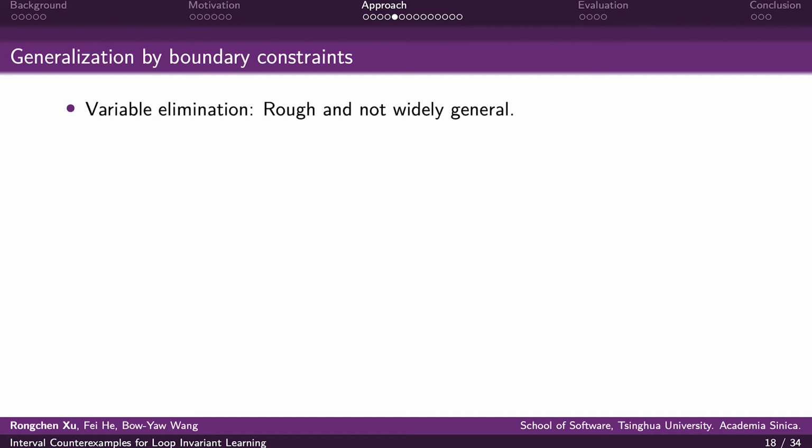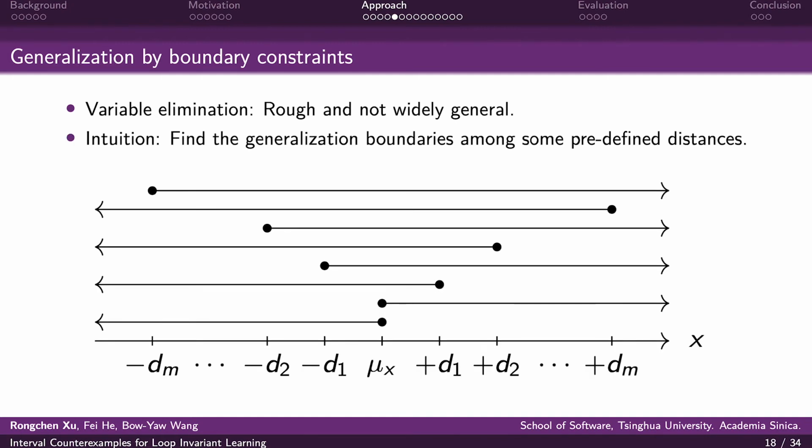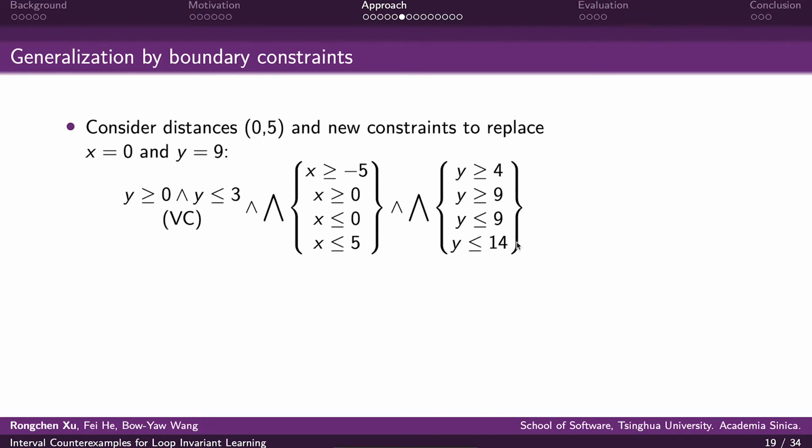The original intention of this method is to use several predefined distance constraints to get a feasible generalization boundary. For convenience, the predefined distance here only contains two values, 0 and 5, for the two optional constraints x equals 0 and y equals 9 in the previous unsat core. We use 0 and 5 to extend them into 8 optional constraints. Here, note that 4 equals 9 minus 5 and 14 equals 9 plus 5. Then we call the solver and we get the unsat core y greater than or equal to 4.